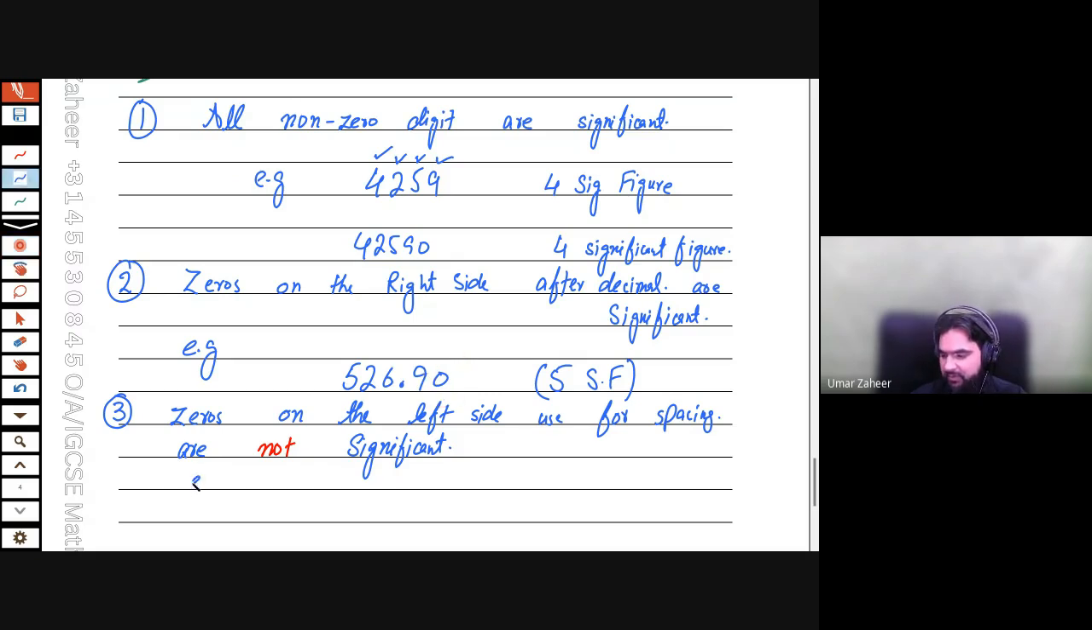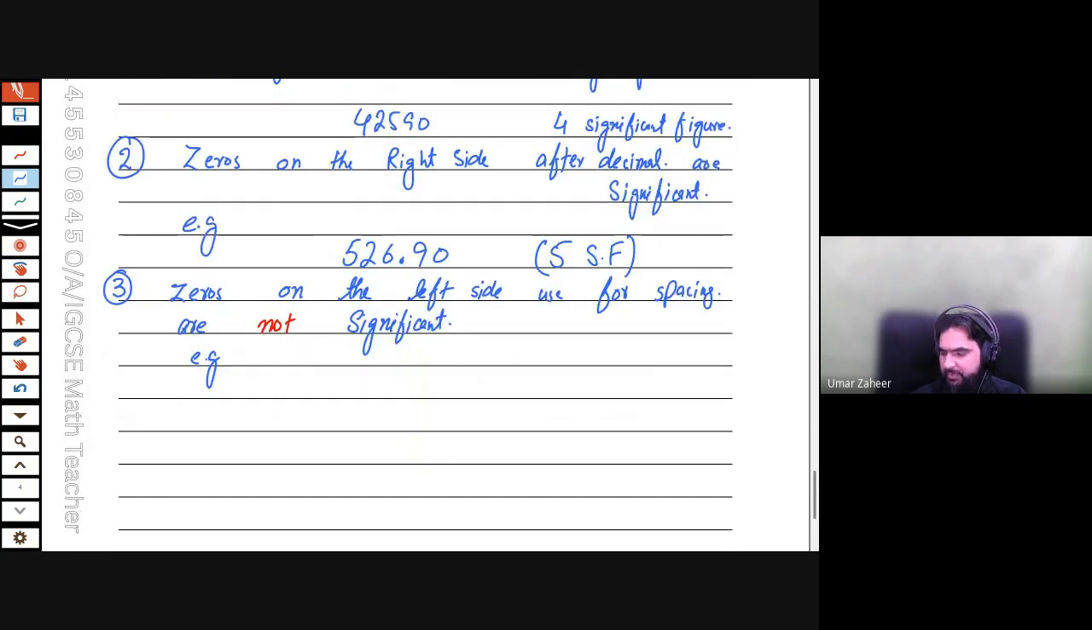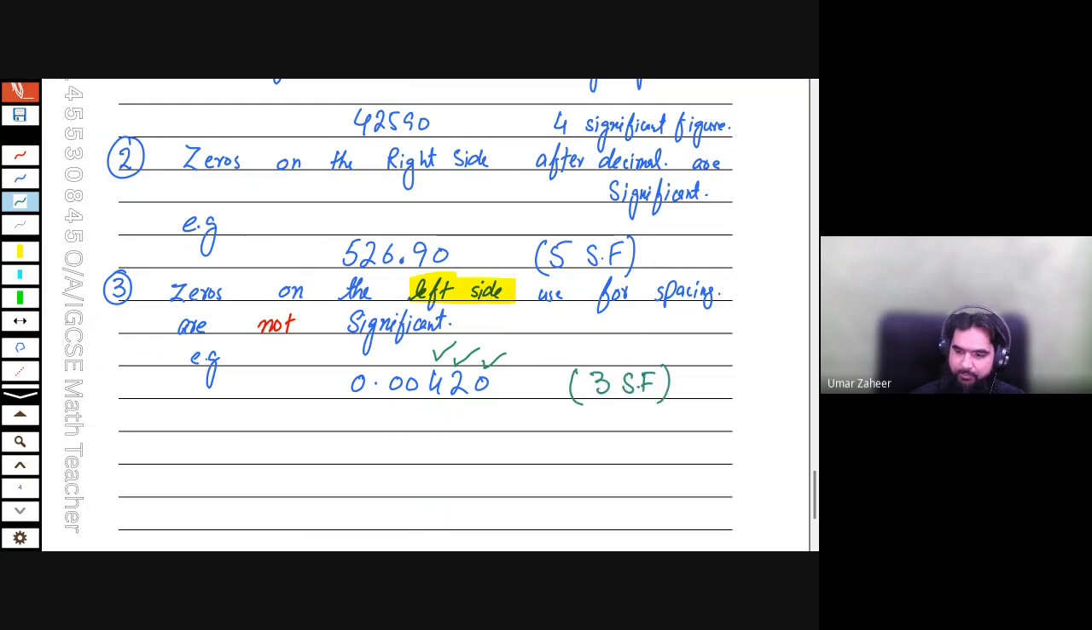But if it is used before the digits, like in 0.0042: 4 is significant because it is a non-zero digit. 2 is significant because it is a non-zero digit. And the zeros on the left side are clearly on the left, so they are not significant. So ultimately, we have three significant figures in this question.